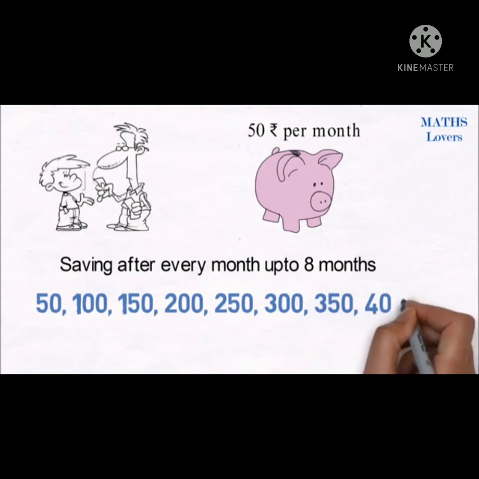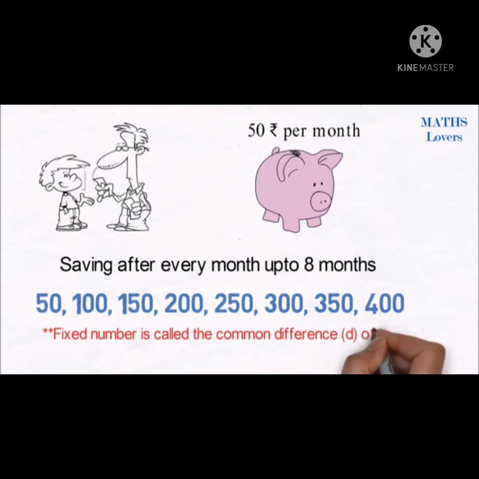As we got this series by adding a fixed number 50 to the preceding term, this is an arithmetic progression. The fixed number is known as the common difference of the AP. Here the common difference is D equal to 50.